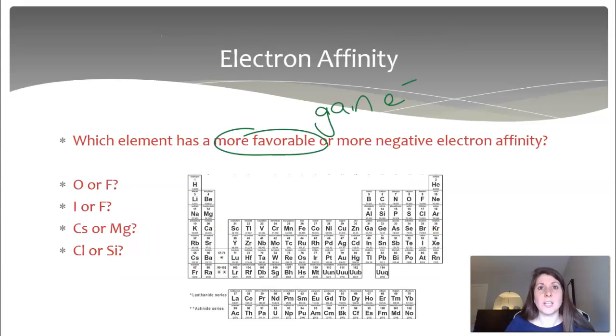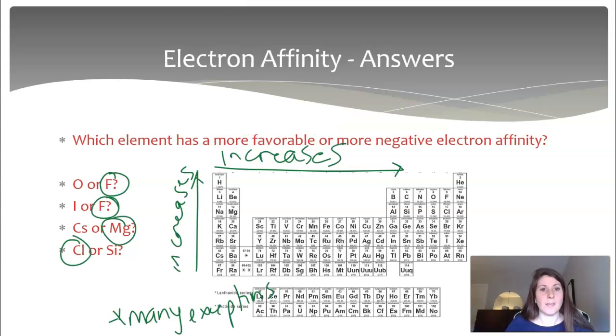Let's go ahead and practice. You're going to select which element is more favorable or has a more negative electron affinity. So which one's going to tend to gain the electrons more. So go ahead and pause, and then you can look at the answers. So here are your answers. Electron affinity increases or becomes more negative as you go across the period, and then would increase as you go up a family or decrease as you go down a family. There's a ton of exceptions to this, but this is the general trend.